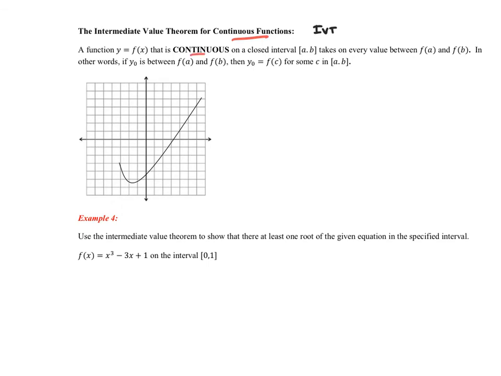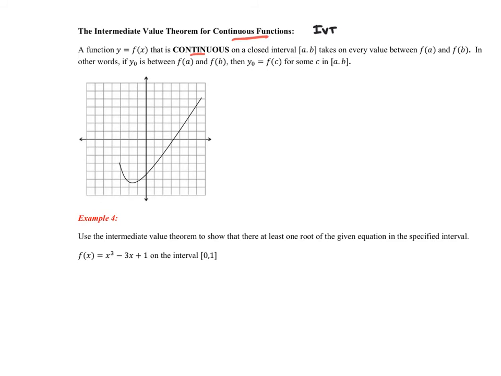So let's read through the intermediate value theorem. A function y equals f of x that is continuous on a closed interval from a to b takes on every value between f of a and f of b. In other words, if y sub 0 is between f of a and f of b, then y sub 0 equals f of c for some c between a and b.